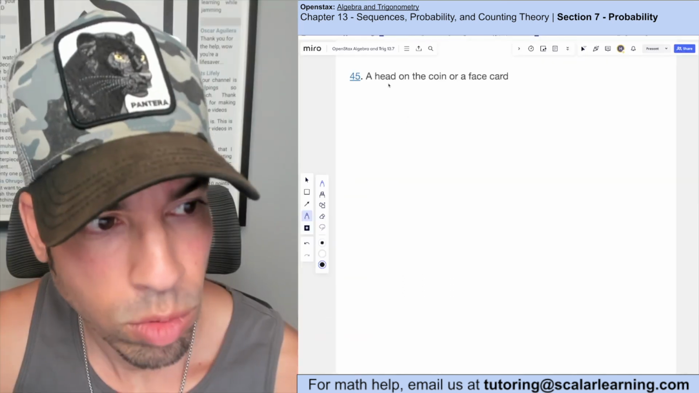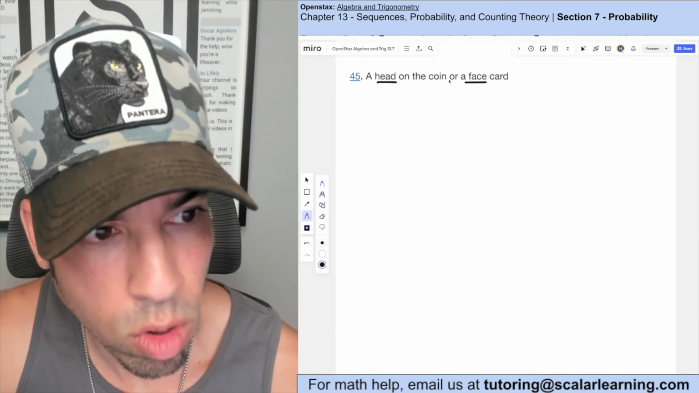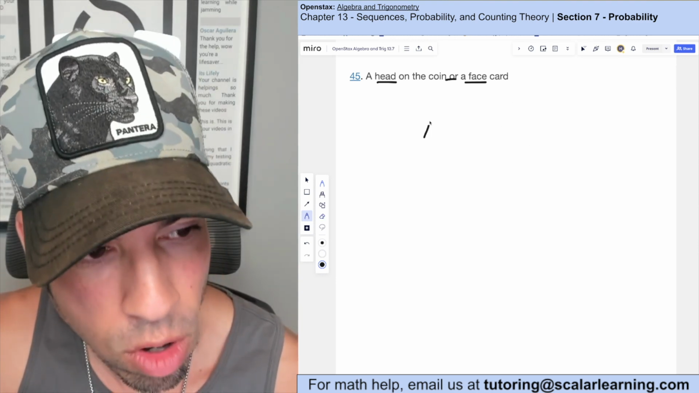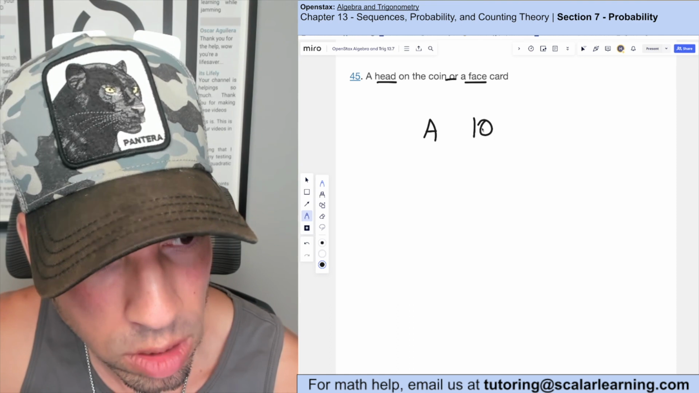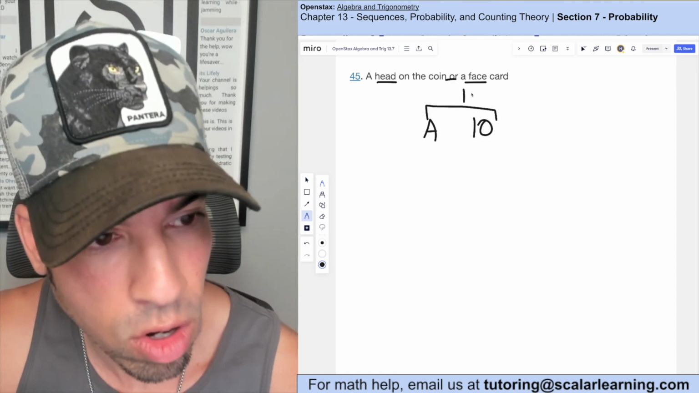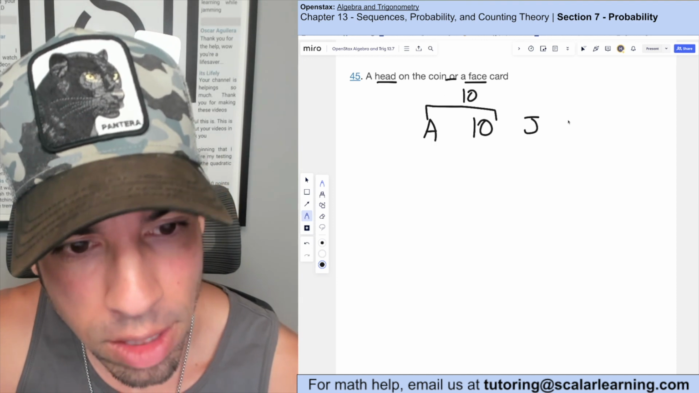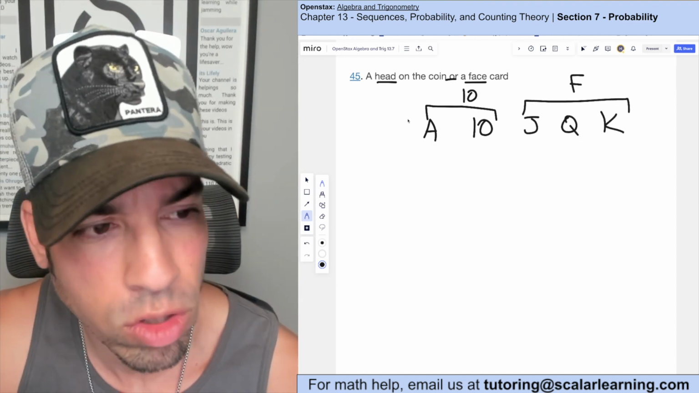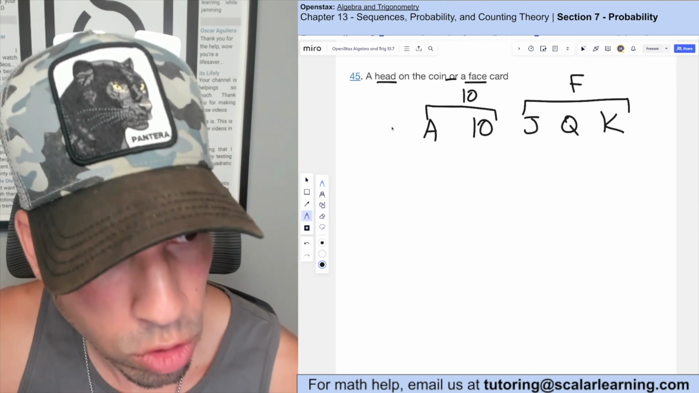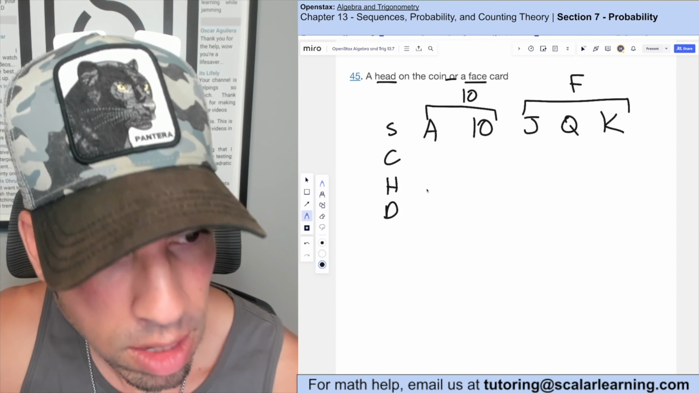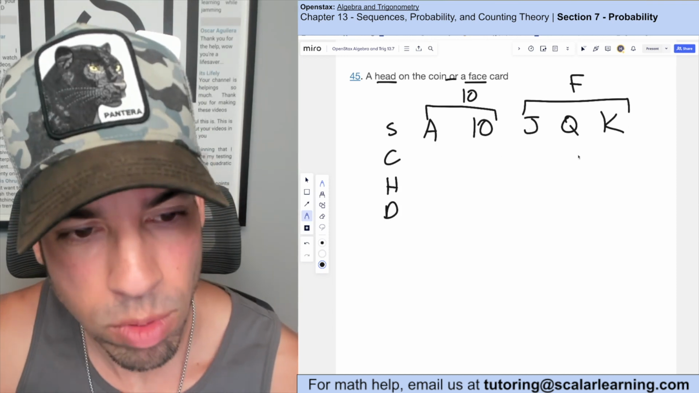Done. This one says a head on the coin or a face card. So again, it can be in either case. In every deck of cards, we have aces through 10s. These are not the face cards. These are the number cards. So that's 10 cards right there. Then we have a jack, queen, and king. These are considered face cards. And again, we have 4 suits: spades, clubs, hearts, and diamonds. So we have 3, 3, 3, 3.